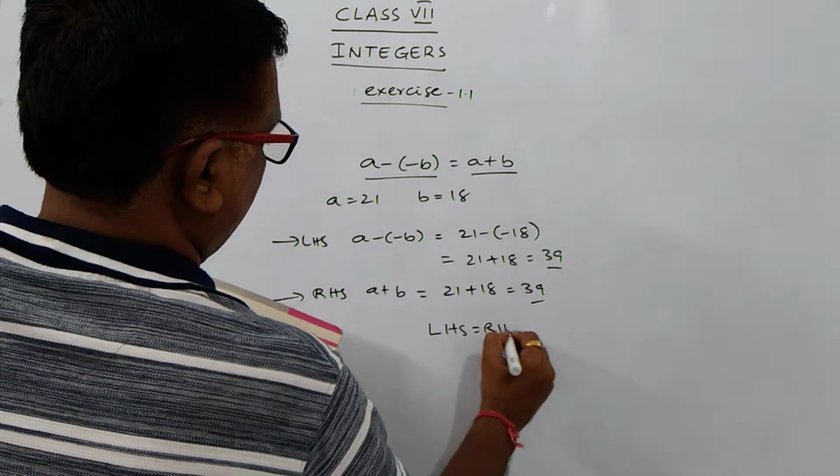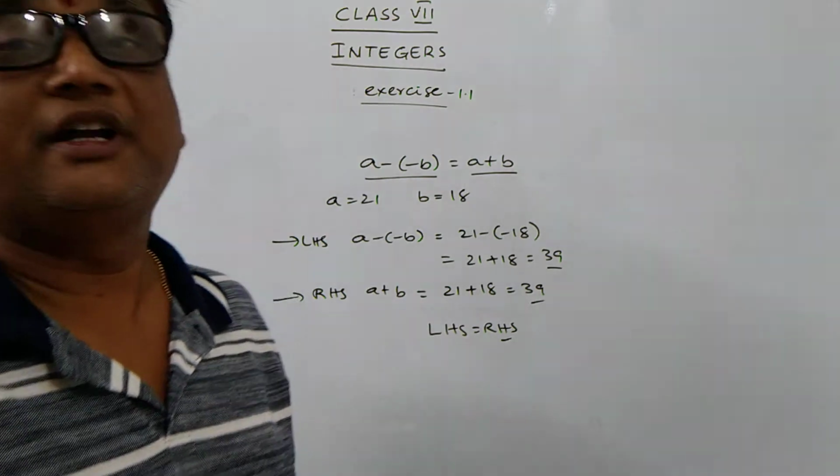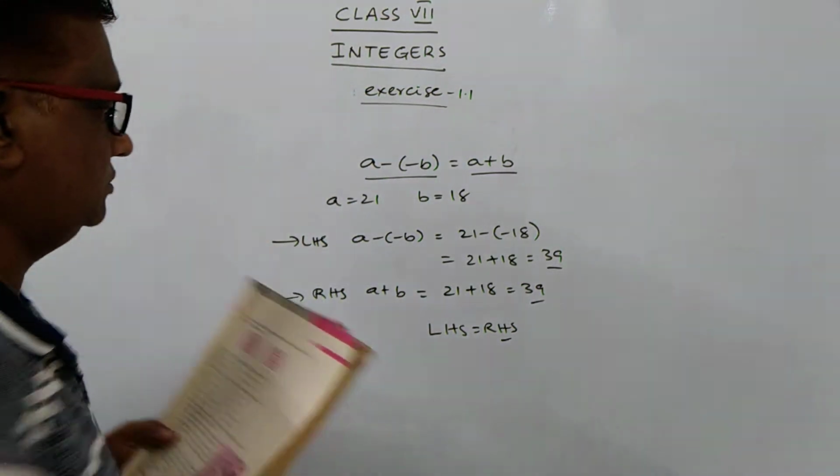LHS equal to RHS. Left hand side equal to RHS. So like this, the remaining three you can do yourself. Next question is the ninth question.